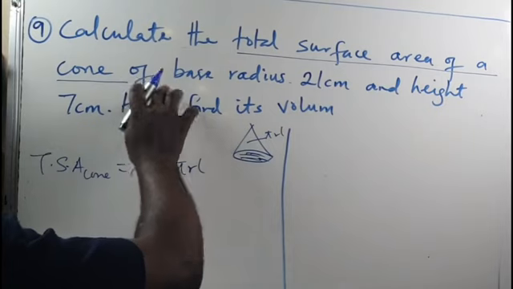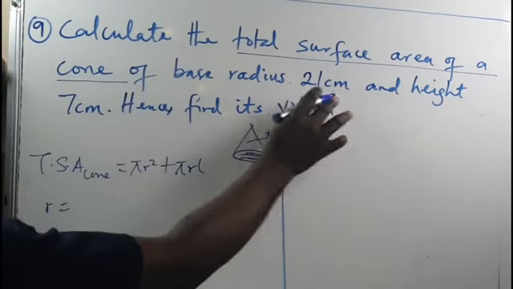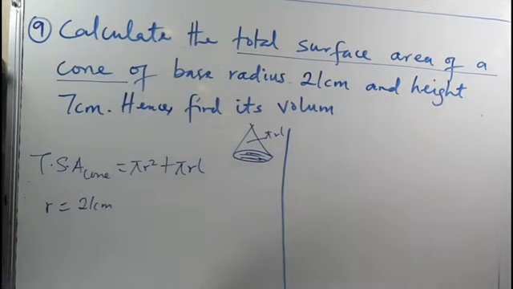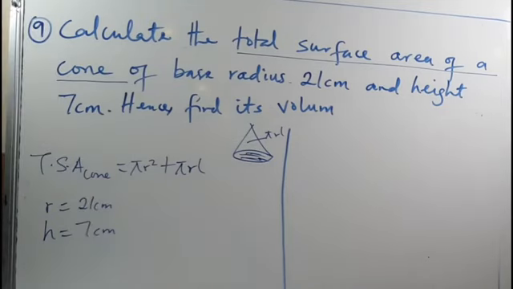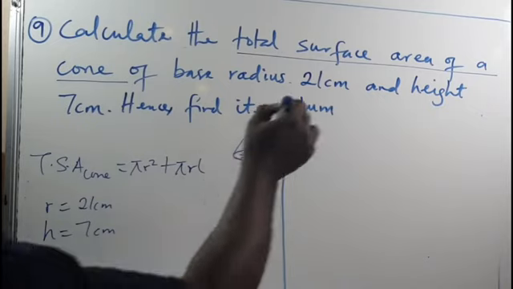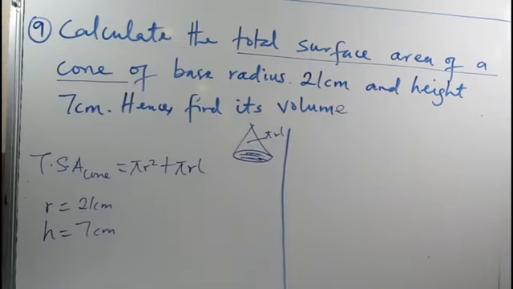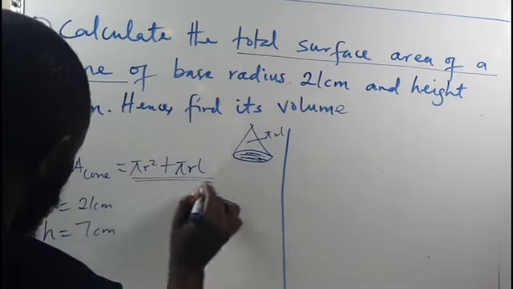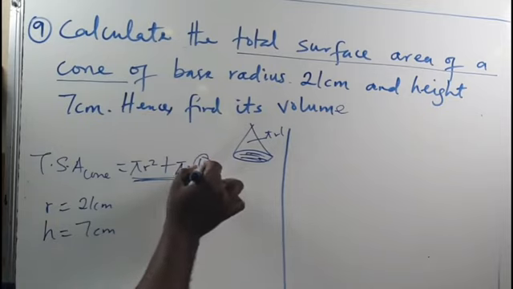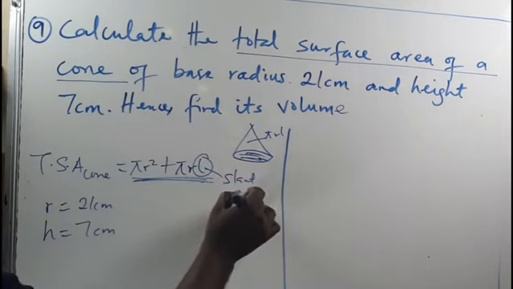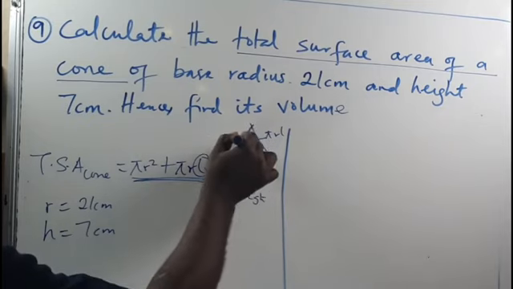The base radius is given as 21 centimeters, and the height is given as 7 centimeters. Now, if you look at the formula, you have to be very careful. We have pi r squared plus pi rl, but we don't have L in what we're given. This L is the slant height, which is this one here.